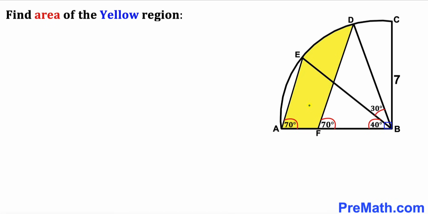In this video, we have this yellow shaded region AEDF fully confined in a quarter circle, as you can see in this diagram, such that the radius of this quarter circle is 7 units and its center is at point B. Furthermore, this angle is 90 degrees, whereas this angle is 70 degrees. This angle is 70 degrees as well. This angle is 40 degrees and this angle is 30 degrees. And now our task is to calculate the area of this yellow shaded region.